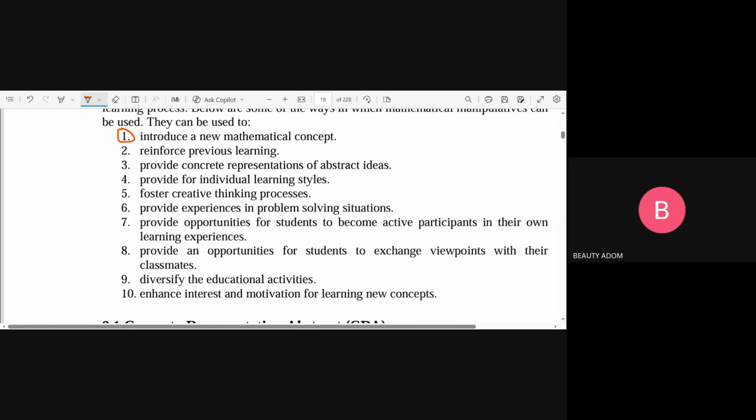Yeah, number 7: provide opportunities for students to become active participants in their own learning experience. So when they are using the manipulatives, it makes them active. It makes them happy to even learn whatever you are teaching them. Thank you. Okay, to become active, yes, because they are doing it with their hands, they are touching it, they are playing with it, because they are manipulating, turning around, feeling it, so they become more active, not passive. Thank you, Beauty.